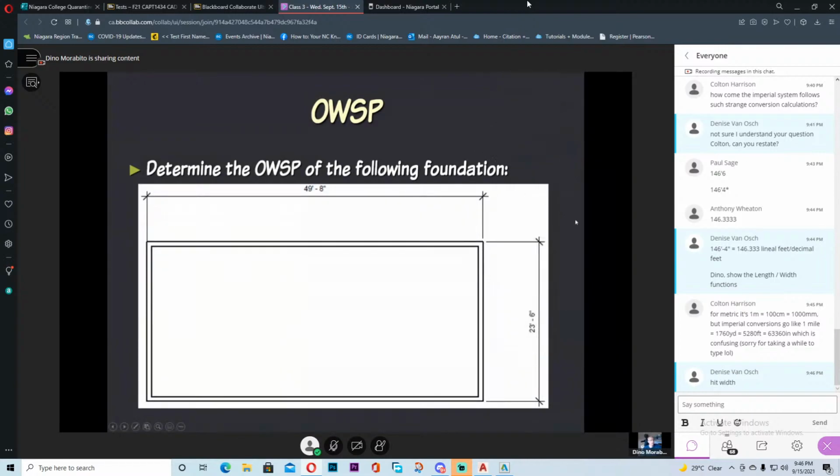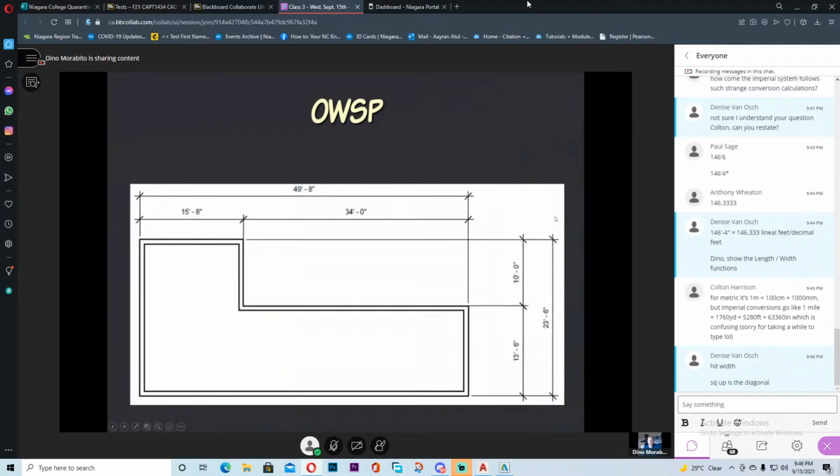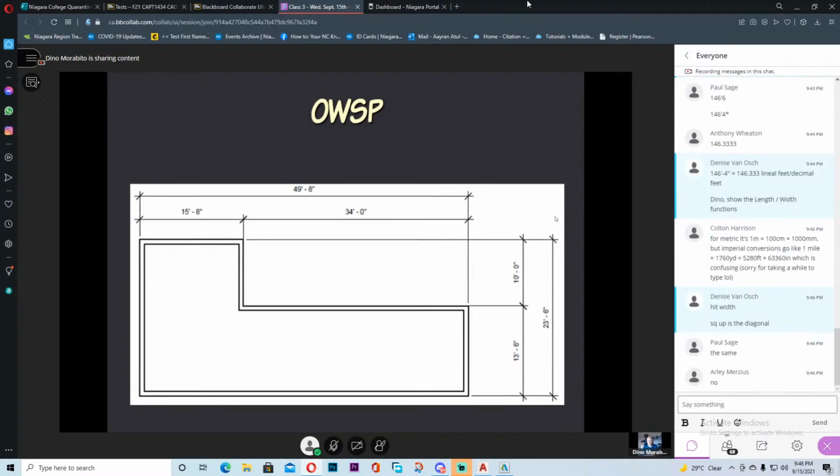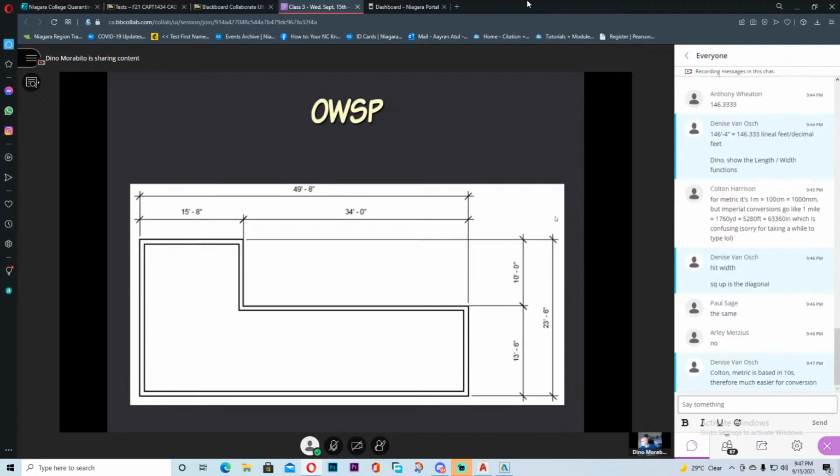So let me ask you guys, if that was the perimeter of this building, what's the perimeter of this building? This can't be the same, can it? Paul, you say it's the same perimeter. Sure looks different. In actual fact, it's really quite not different, is it?